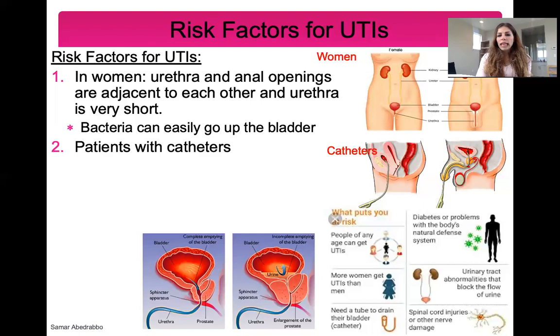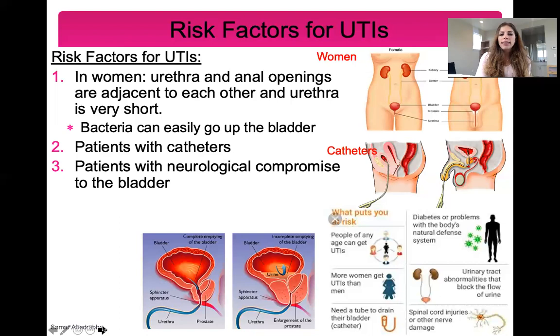Anyway, patients with catheters are at high risk for UTIs because bacteria can grow on the walls of these catheters and in bad situations form biofilms, or communities of bacteria, that cause bad infection. A lot of times patients who get catheters will also be taking antibiotics because the doctor wants to avoid them getting infections. And then patients with neurological compromise to the bladder: any neurological disorder that makes it hard for someone to know that they need to urinate will make you more prone to UTI.